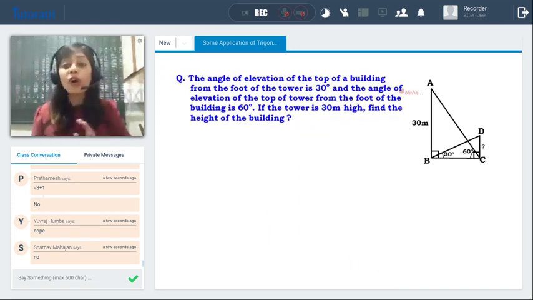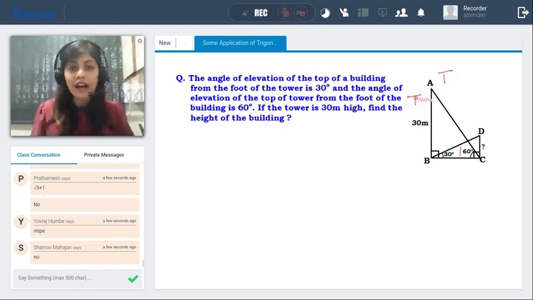Okay, so what we already know is AB is the tower. You need to understand this, students. The side which is opposite to the greater angle has to be the greater side. There's a theorem which we have already studied. So this is your tower, and the tower is 30 meters high. So now we know AB is 30 meters. Find the height of the building. We need to find CD.